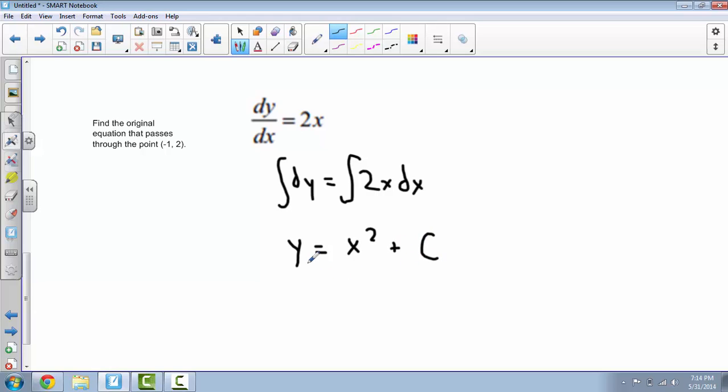Now after this, you're going to want to find out the c value, and to do this you plug in -1 for x and 2 for y. So that would be 2 equals (-1) squared plus c. Now we use some simple math to find out what c is. (-1) squared is 1, and you subtract that from the 2, which gets you 1 equals c. Now that we've found c, we can plug it into the original equation, which is y equals x squared plus 1.